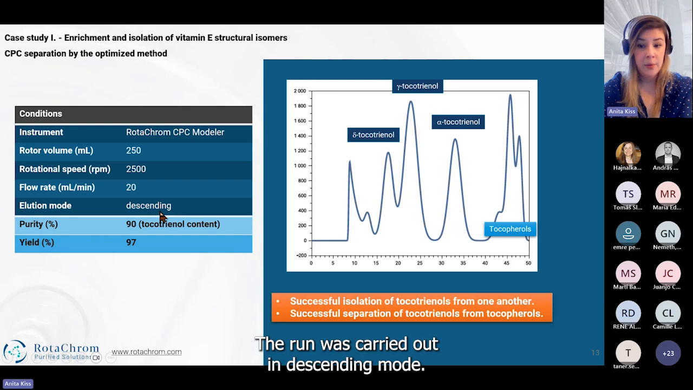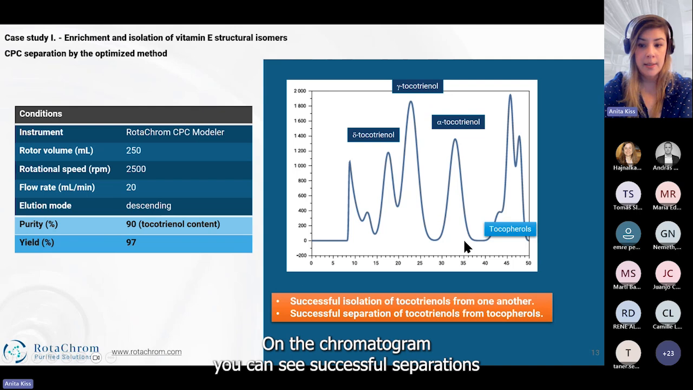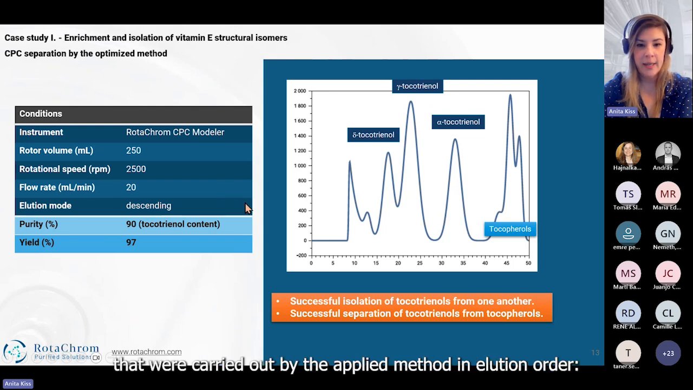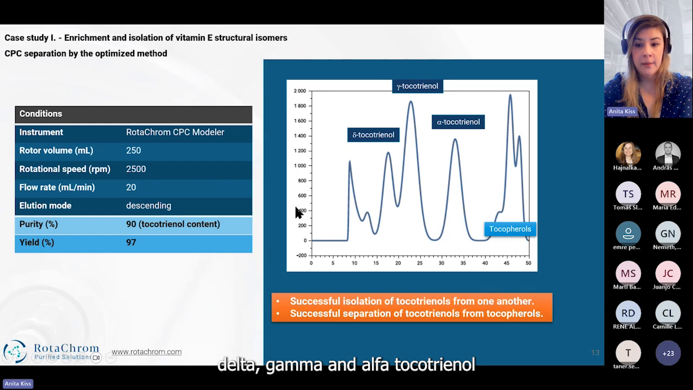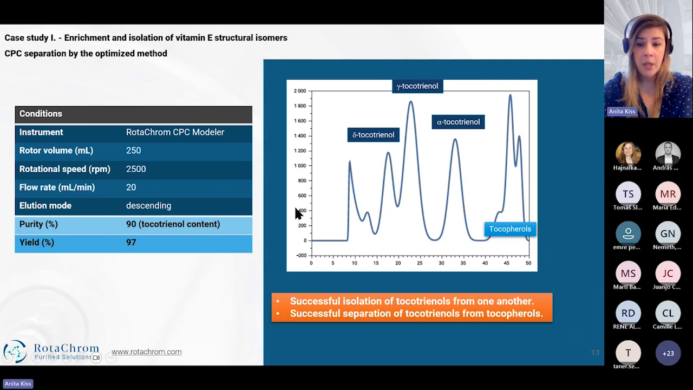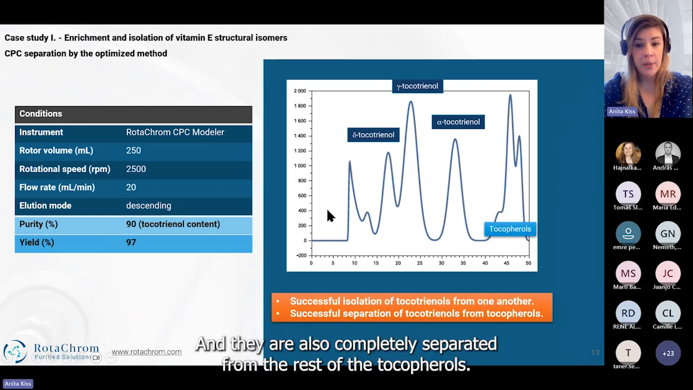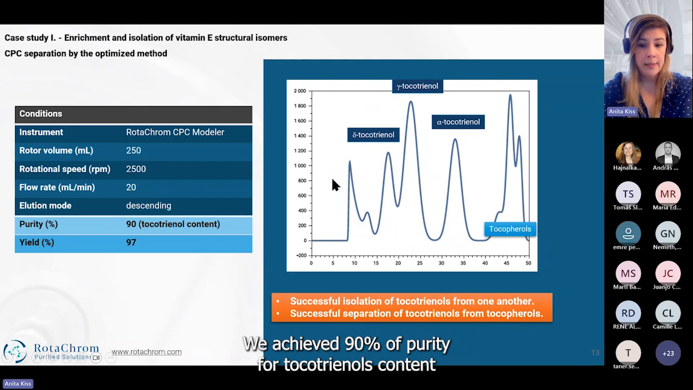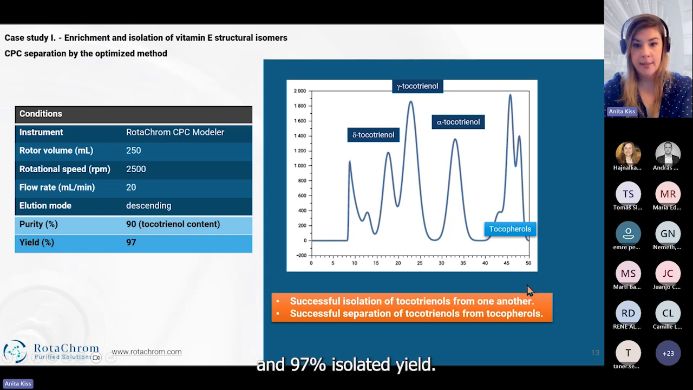The run was carried out in descending mode. On the chromatogram, we can see successful separation was carried out by the applied method. In elution order, delta, gamma, and alpha tocotrienol were almost baseline separated with very good selectivity, and they are also completely separated from the rest of the tocopherols here. We achieved 90% purity for tocotrienol content and 97% isolated yield.